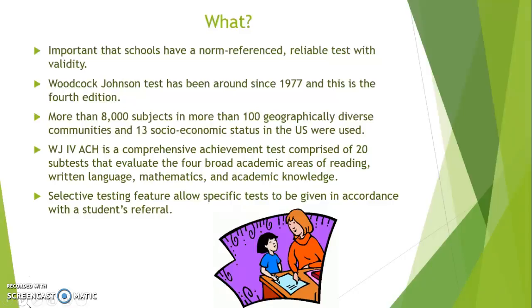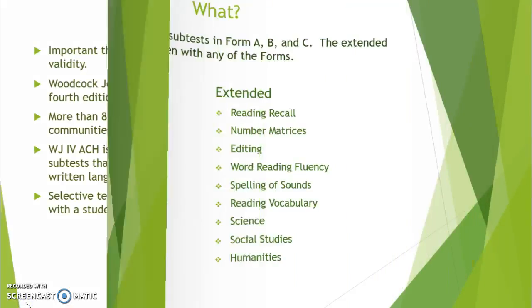Now, this test is a comprehensive achievement test comprised of 20 subtests that evaluate the broad academic areas of reading, language, written language, mathematics, and academic knowledge. Now, all 20 subtests do not need to be used when giving the Woodcock-Johnson. The selective testing feature allows specific tests to be given in accordance with a student's referral.